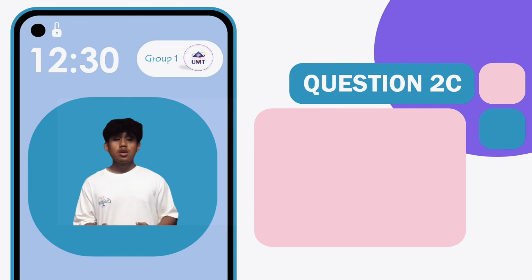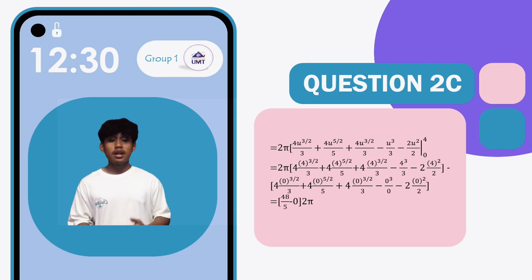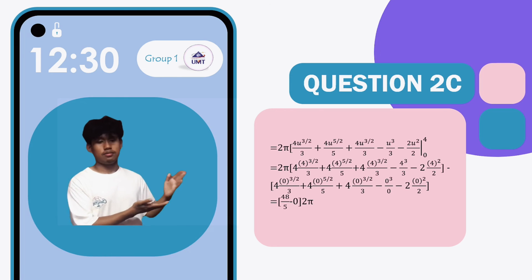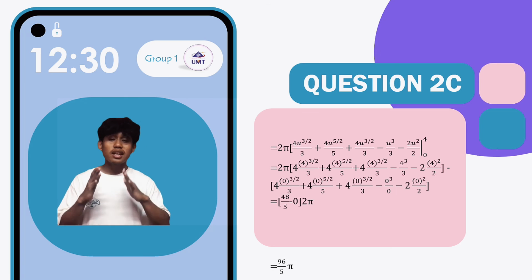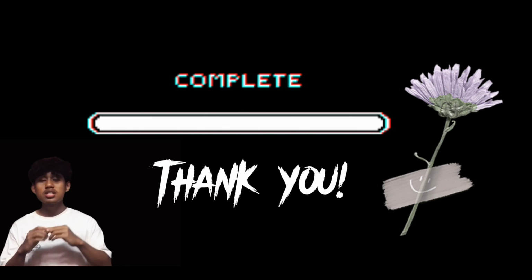To solve this, we substitute the limits into the equation, and the upper limit minus the lower limit, just like this. Finally, after we solve it, the final answer will be 96 over 5 pi. So that is how we use the shell method to find the volume of the solid ring.